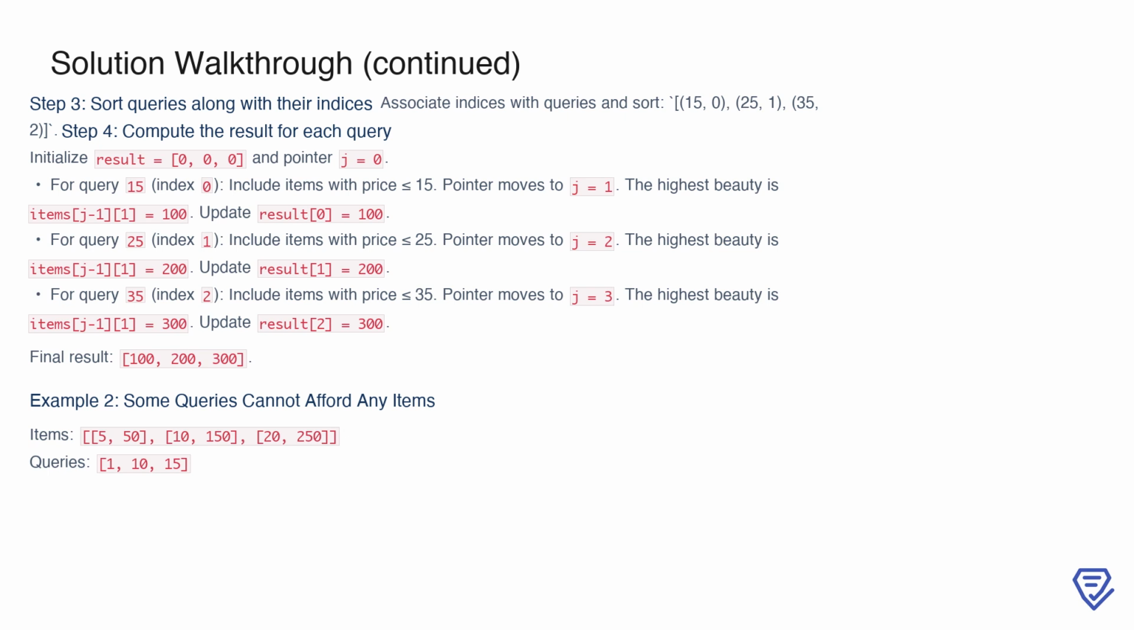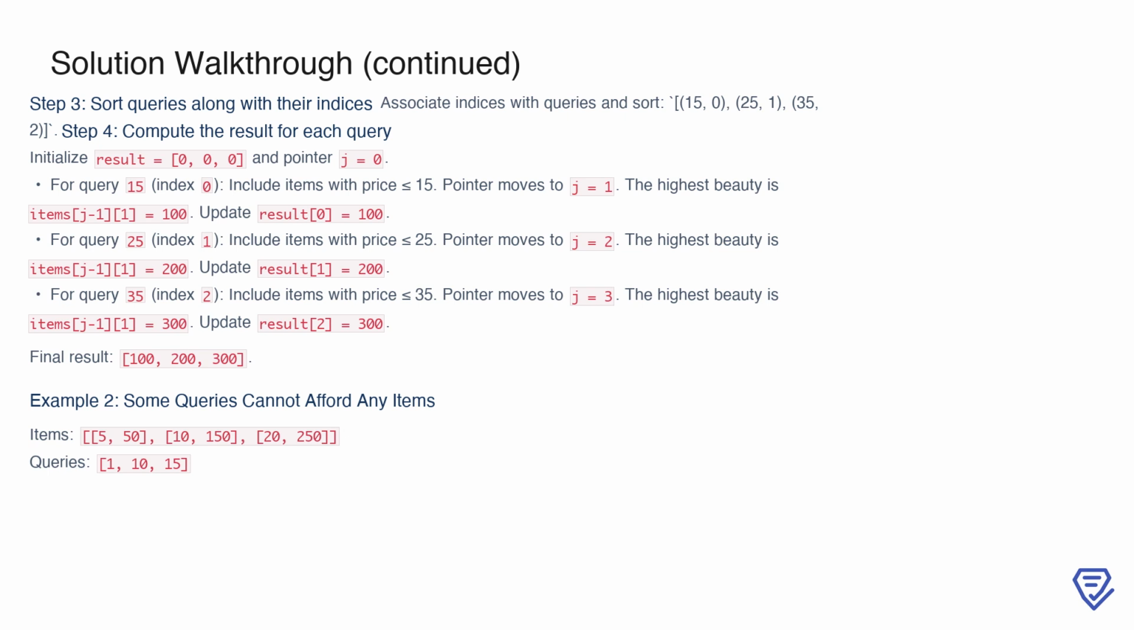For the first query, price 15, we include items with prices up to 15. The pointer moves to j equals 1, and the highest beauty seen so far is 100. We update result 0 equals 100. For the second query, price 25, we include items with prices up to 25. The pointer moves to j equals 2, and the highest beauty is 200. We update result 1 equals 200.